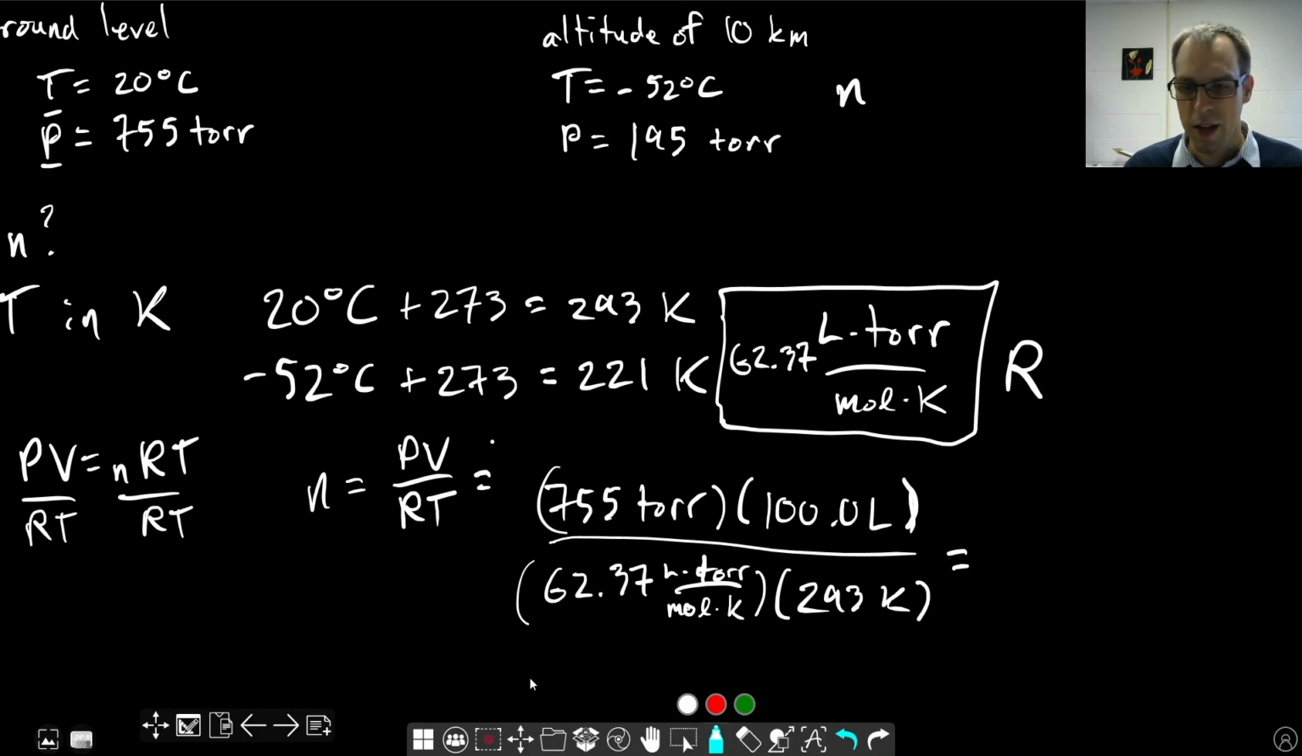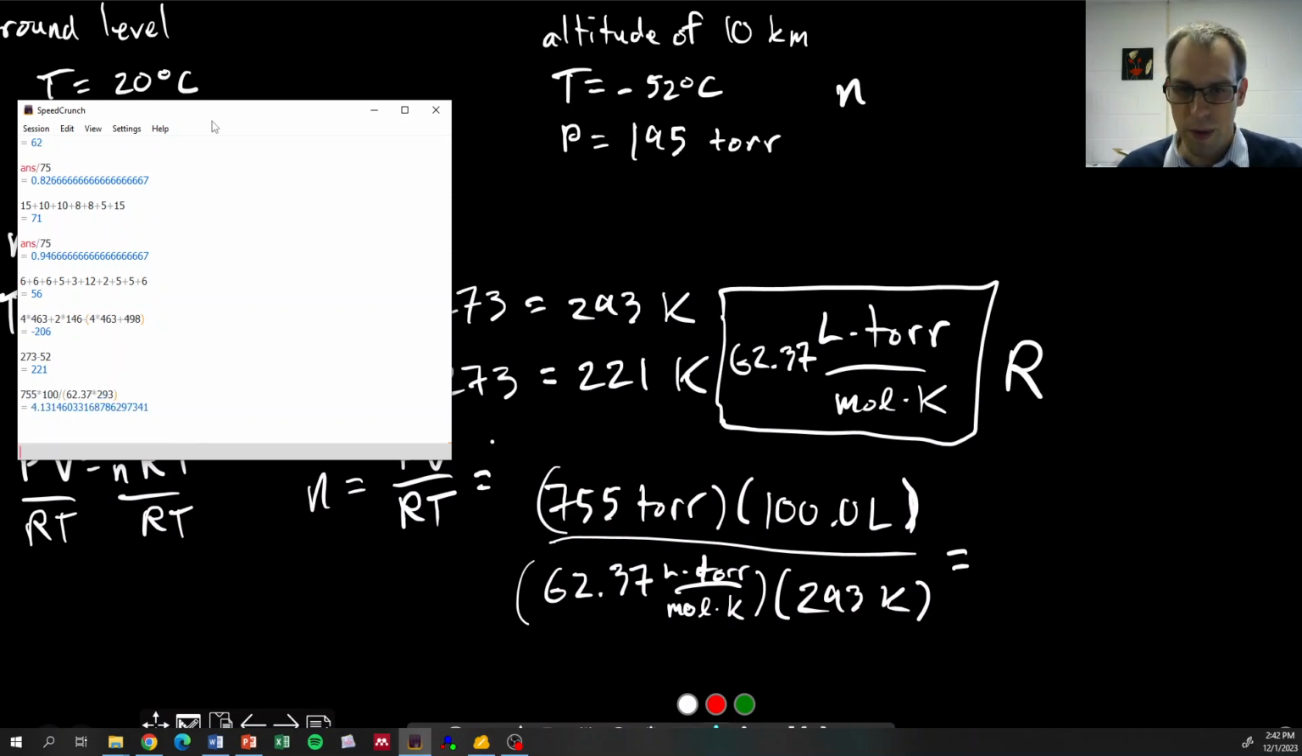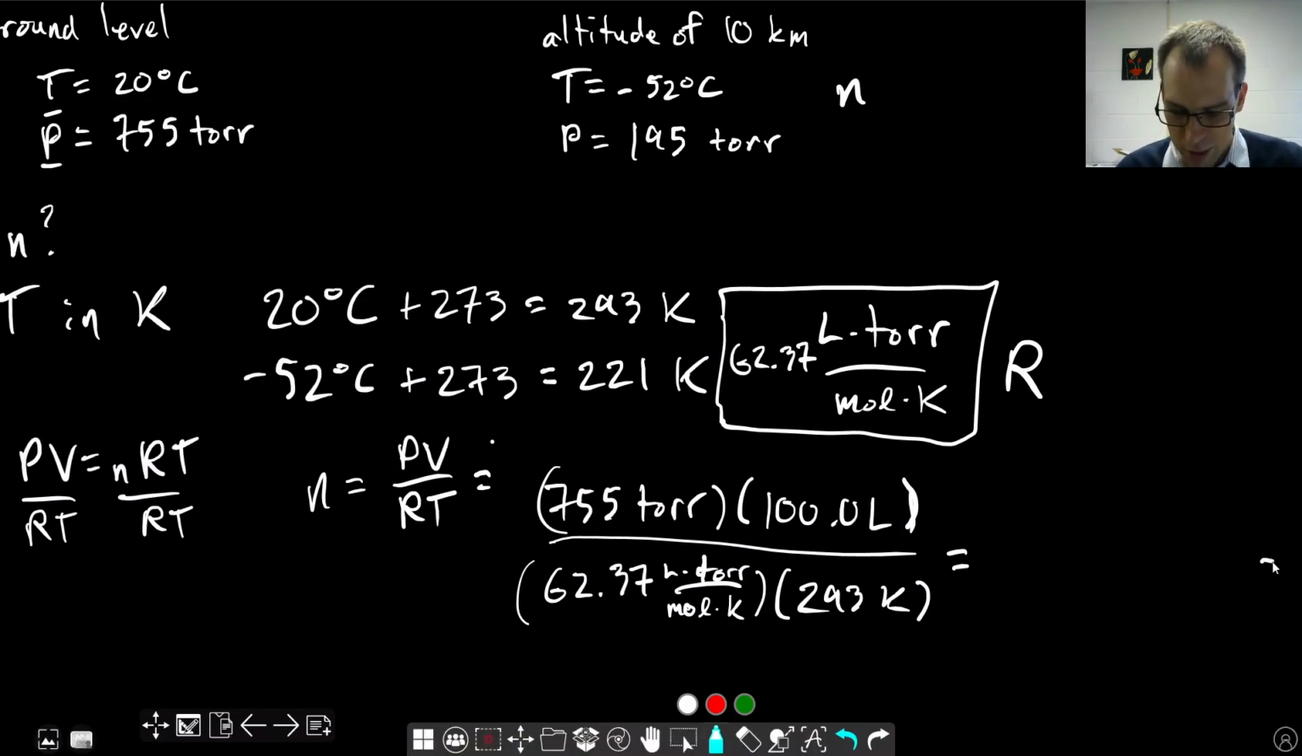Okay, so let's go ahead and plug that into our calculator, and we can figure out how many moles of gas this was. Again, helium is what was used, but this would work for any gas, as long as it behaves ideally. So 755 times 100 divided by 62.37 with the parentheses there times 293 gives us 4.13 moles. I'm going to add an extra digit just so we don't lose accuracy: 4.1314 moles of gas.